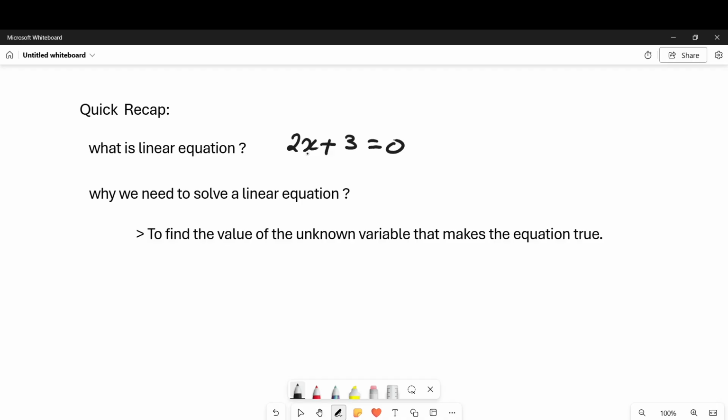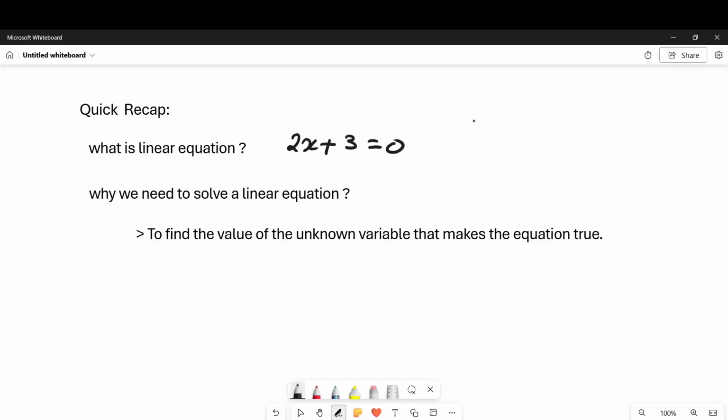Okay. So next is why we need to solve a linear equation. To find the value of an unknown variable that makes the equation true. So if you see, what value of this x makes the equation true? So here, how will we find it? Here 2 times x plus 3 is equal to 0. What value we give to this x will make the equation true, just guess it.